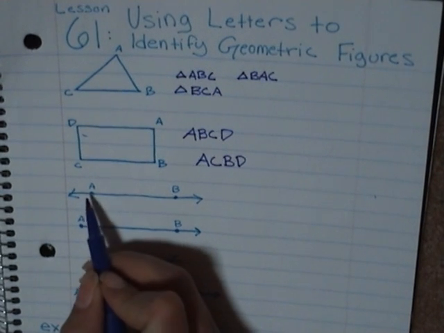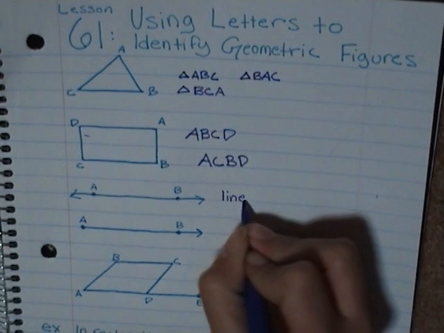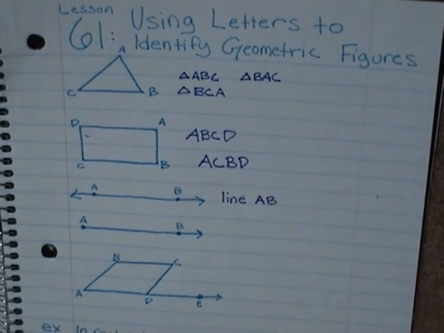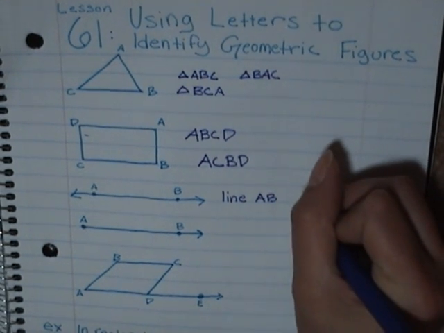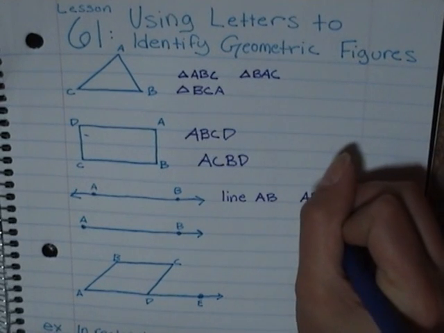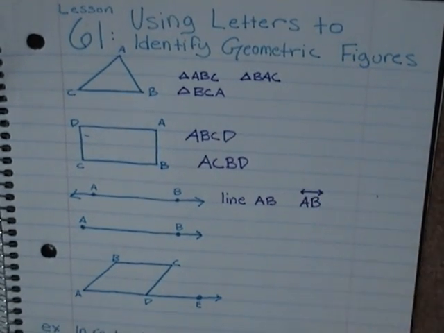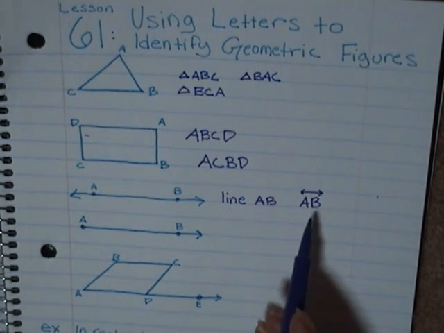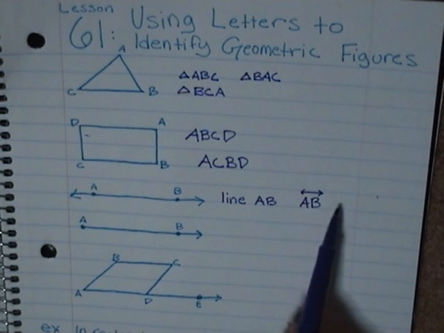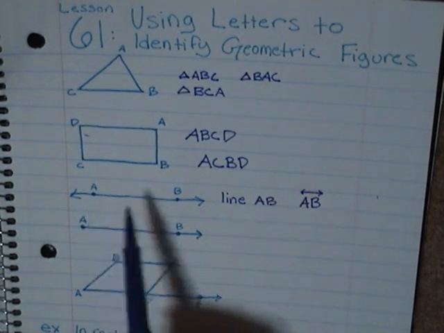So we have points A and B. So we would call this line AB. We could also refer to it, and it'll look like this, line AB, with a little symbol on top. And this symbol is a line with 2 arrows above it, indicating that this goes on forever, and it tells you that this is a line, and it is called AB, with a point A and a point B.